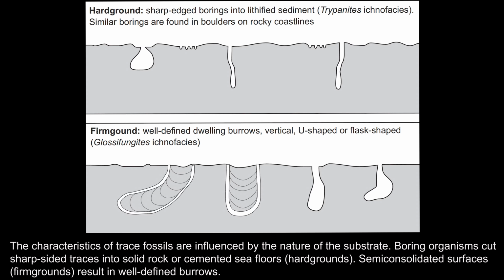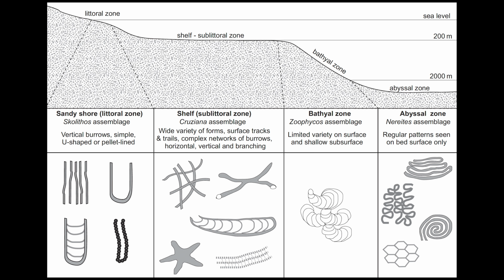The conditions of the substrate may vary from loose sand in a foreshore setting to hard rocks in another beach environment. The ichnofacies that occur in hard or semi-consolidated shorelines, Trepanites and Glossofungites assemblages respectively, can also occur further out on the shelf if conditions result in a hard or firm seafloor. It should be noted that the names of the assemblages are taken from one particular ichnofossil that may be typical.